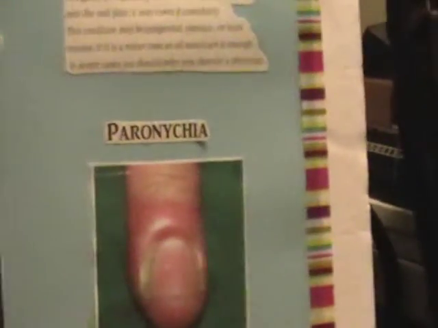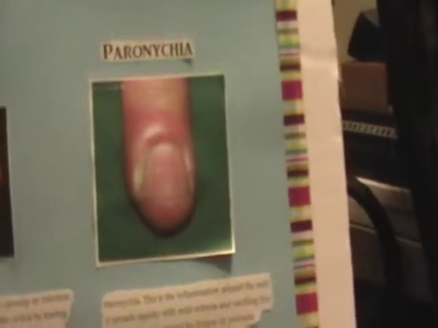Down here we have paronychia. This is inflammation around the nail, and it spreads rapidly with mild redness or swelling. It could be caused by fungus or cirrhosis, and should be referred to a physician. And this one here is tinea pedis, and this is the foot infection, a fungus in the skin surrounding the nails, and feet should not be treated. And we'll just turn this around.